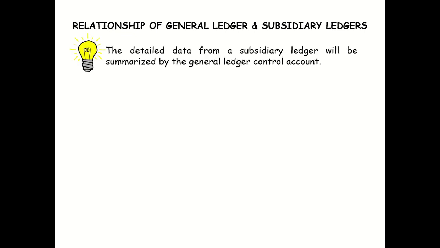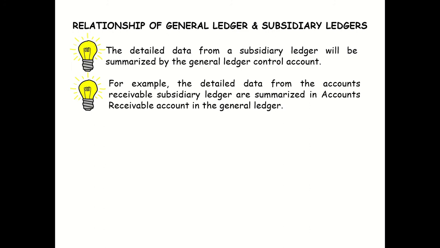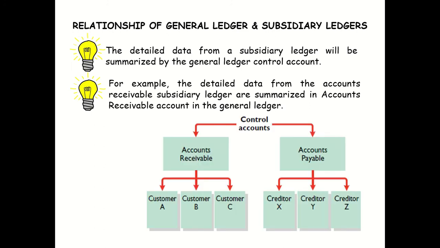Relationship of general ledger and subsidiary ledgers. The detailed data from a subsidiary ledger will be summarized by the general ledger control account. For example, the detailed data from the accounts receivable subsidiary ledger are summarized in accounts receivable account in the general ledger.